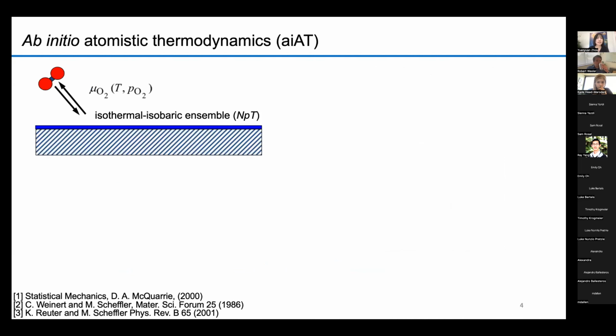Ab initio atomistic thermodynamics has been widely used to determine the surface stoichiometry and geometry under realistic conditions. It was first introduced by Matthias Scheffler and later reviewed by Karsten Reuter and Matthias Scheffler for solid surfaces. In this approach, consider the surface, this slab, in contact with an oxygen environment. And the surface can take any amount of oxygen or give any amount of oxygen, exchanging oxygen with the environment without changing the temperature and the pressure of the environment.